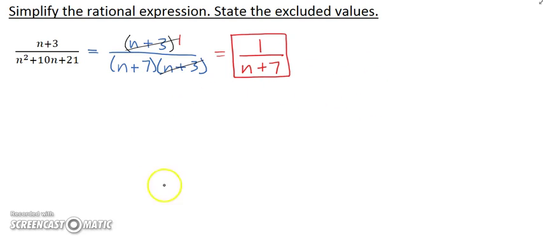But now I need to go back to my factored form in the denominator and figure out what values should be excluded in my answer. So I notice, once again, not to be repetitive, that n plus 7 being 0 would make the whole denominator 0. But so would n plus 3.